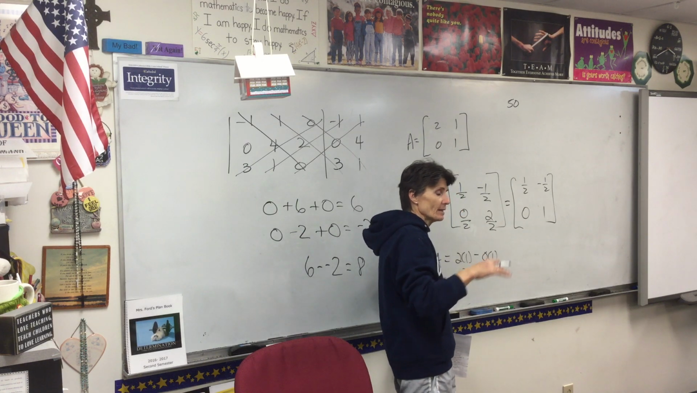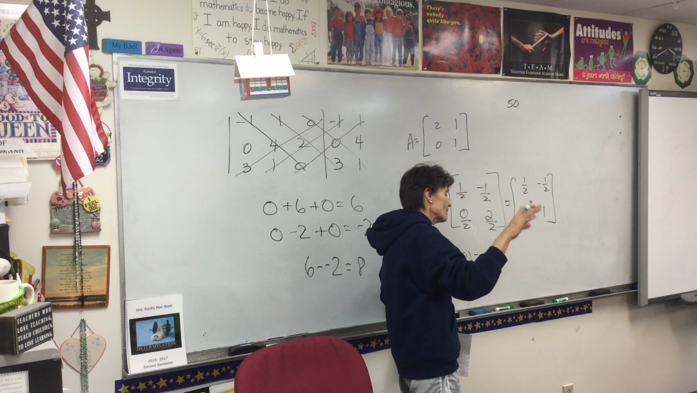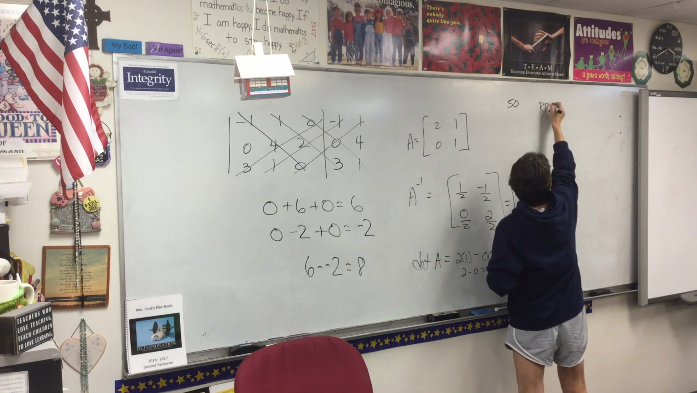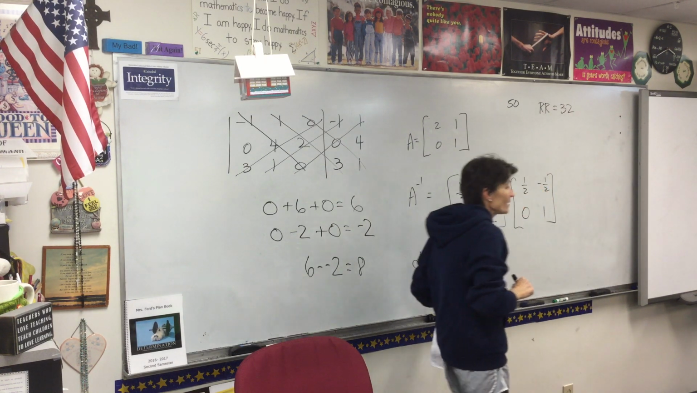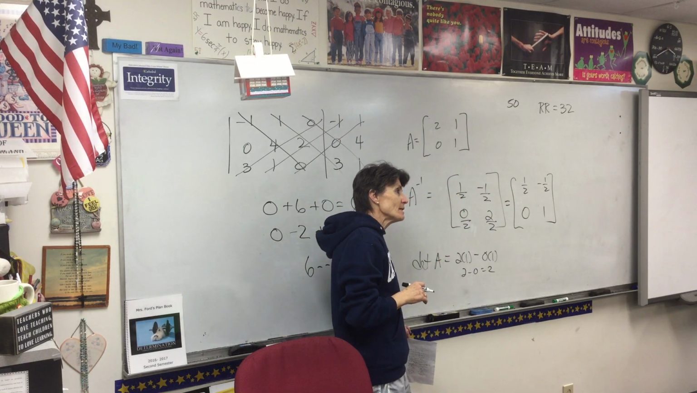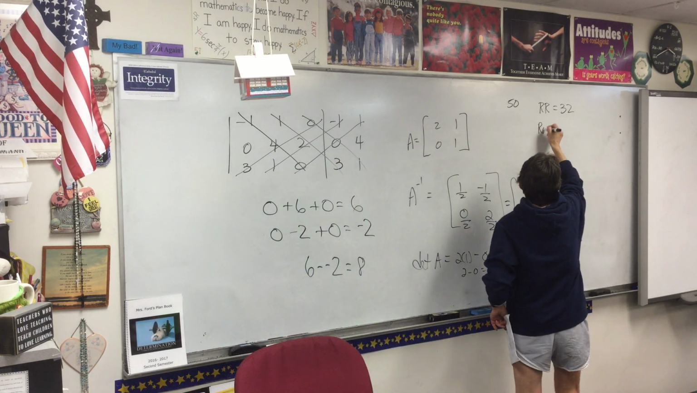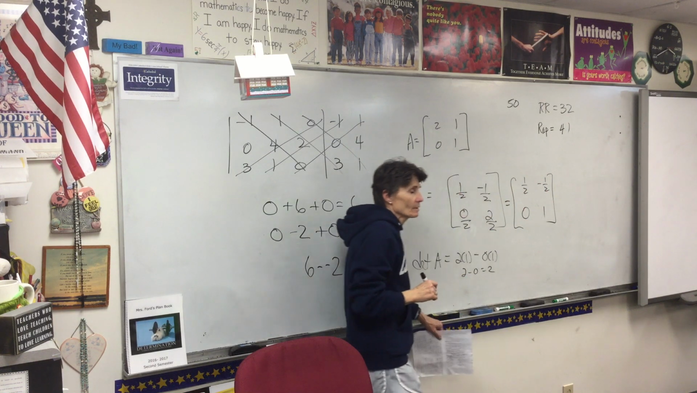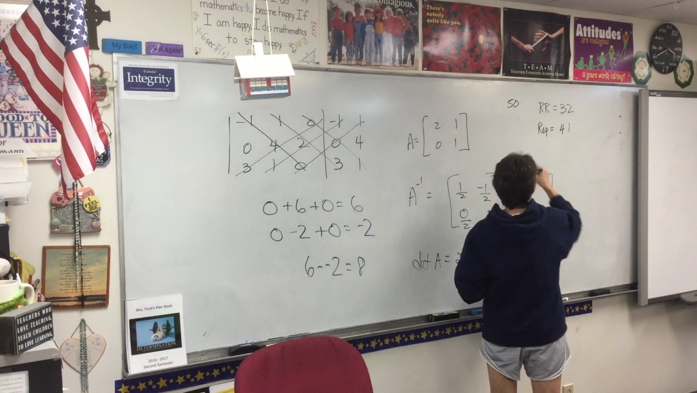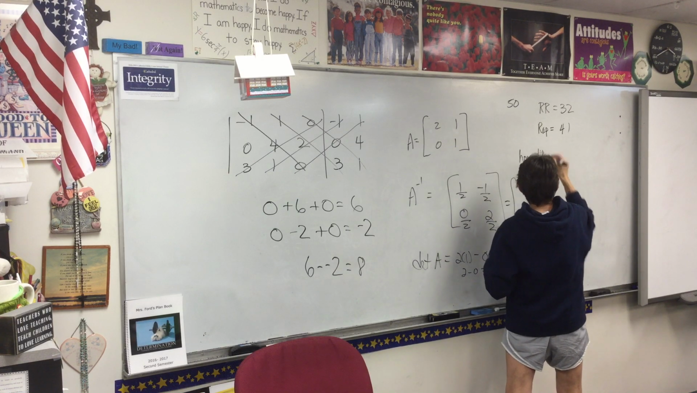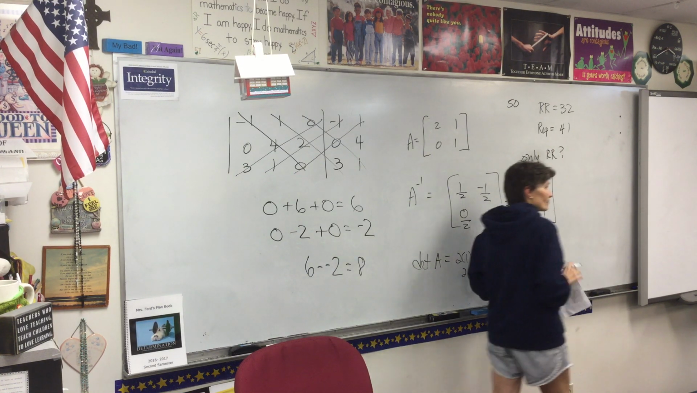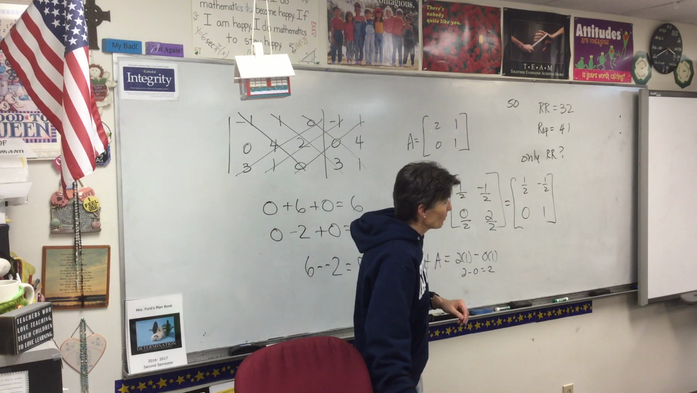So I have these 50 kids out here, and I say, okay, how many of you like rock and roll? And 32 hands go up. And then I say, okay, how many of you like that rap stuff? And 41 hands go up. So then the question becomes, how many like only rock and roll? Okay? Only rock and roll.